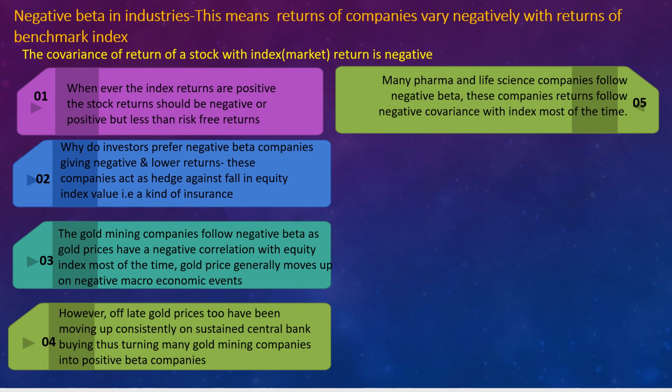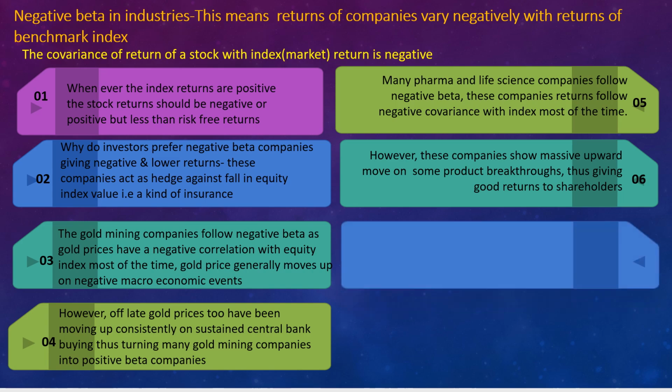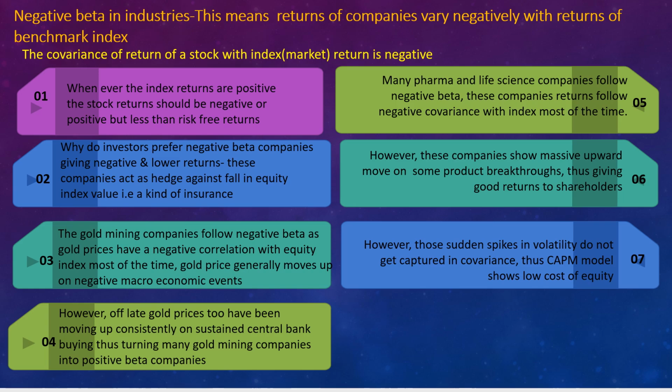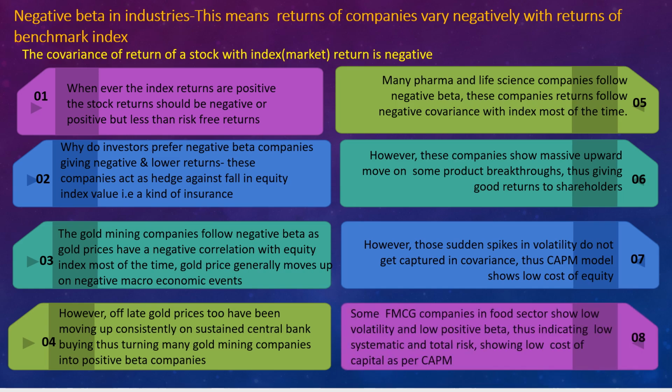Many pharma and life science companies follow negative beta. These companies' returns follow negative covariance with index most of the time. However, these companies show massive upward move on some product breakthroughs, thus giving good returns to the shareholders. However, these sudden spikes in volatility do not get captured in the covariance. Thus, capital asset pricing model shows low cost of equity.